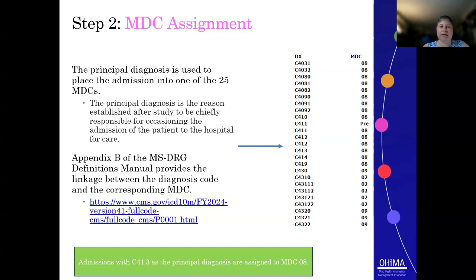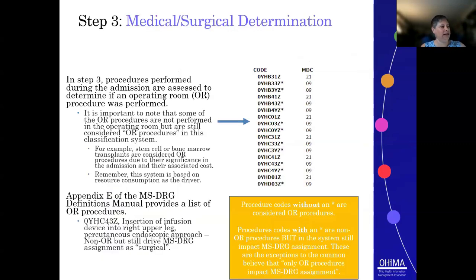So we use Appendix B of the MS-DRG Definitions Manual, which provides the linkage between the diagnosis code and the corresponding MDC. Okay. So I have a link there for you where you can get to the MS-DRG definitions manual, but really that's going to be our key resource all the way through this presentation. We're going to go back again and again to help us understand why admissions go to a certain MS-DRG. Okay, so now we know the MDC.